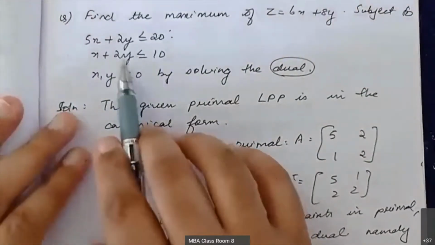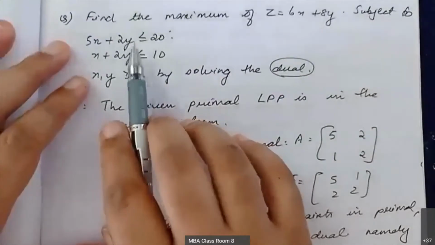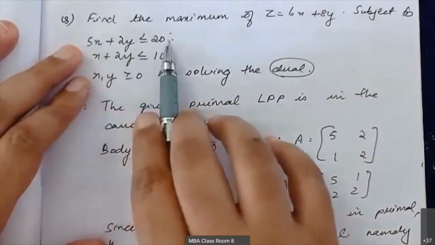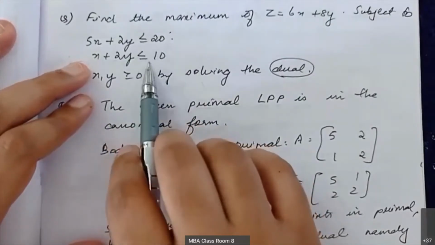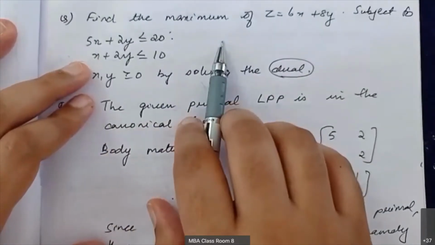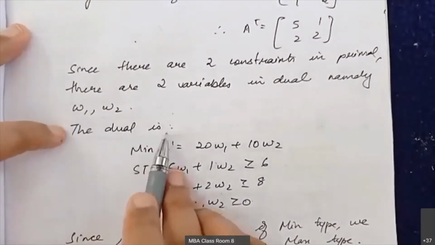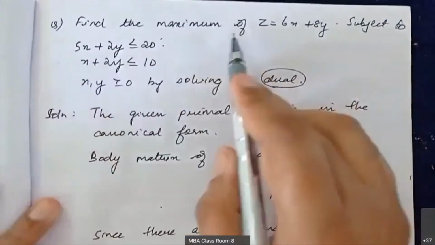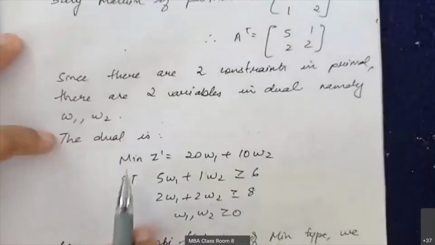Since the question is already in the canonical form, I can check it from here itself. In this canonical form, I have two constraints. So how many variables will be there in the dual? There will be two variables. I'm naming those two variables as W1 and W2. Now I can take the dual. Here I have maximization, so in my dual, it would be minimization of z dash.